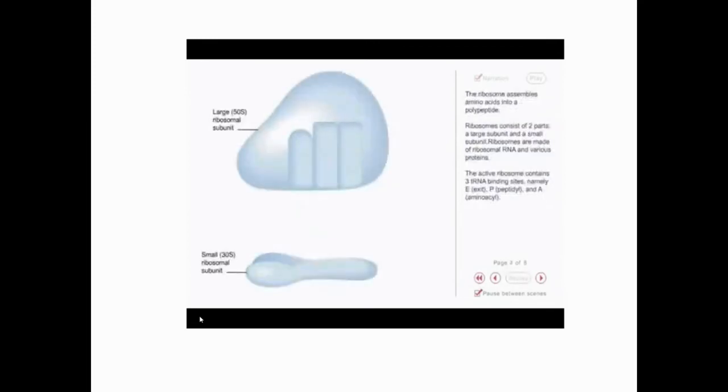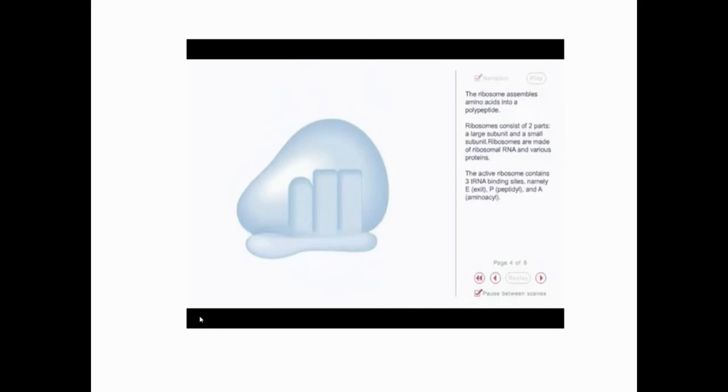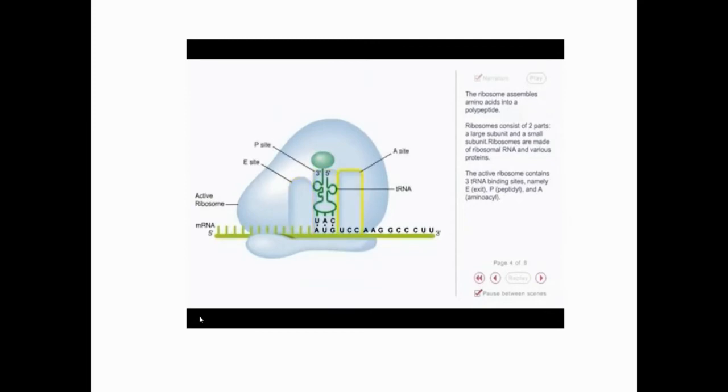The ribosome assembles amino acids into a polypeptide. Ribosomes consist of two parts, a large subunit and a small subunit. Ribosomes are made of ribosomal RNA and various proteins. The active ribosome contains three tRNA binding sites, namely E, exit, P, peptidyl, and A, aminoacyl.